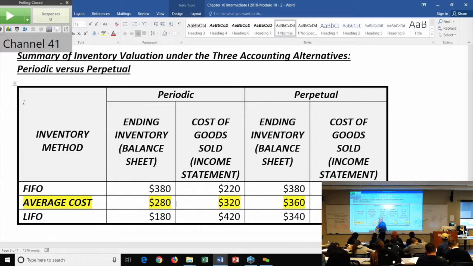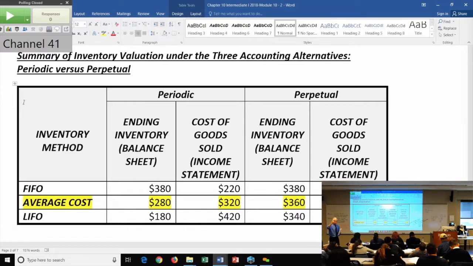So you get a trade-off. Now, we're going to resolve that trade-off pretty quickly. We'll tell you about that maybe on Tuesday. All right, so balance sheet objective, best satisfied with FIFO because the ending inventory is close to current cost.